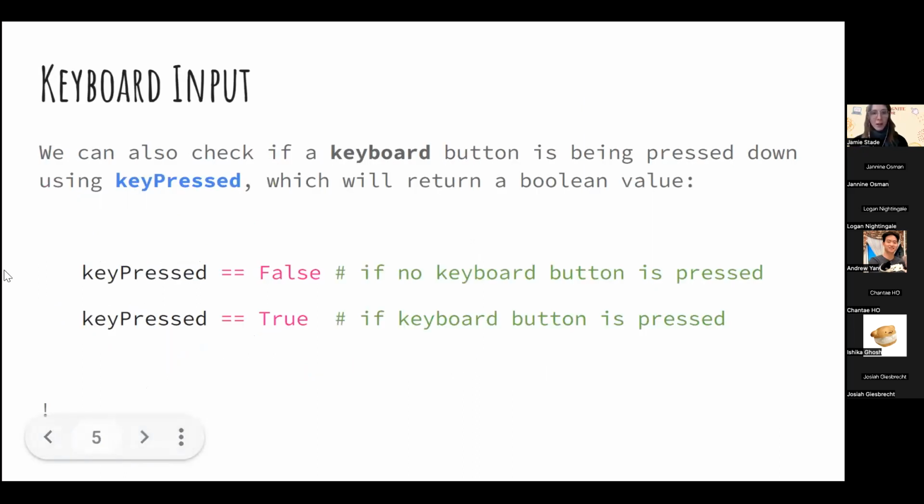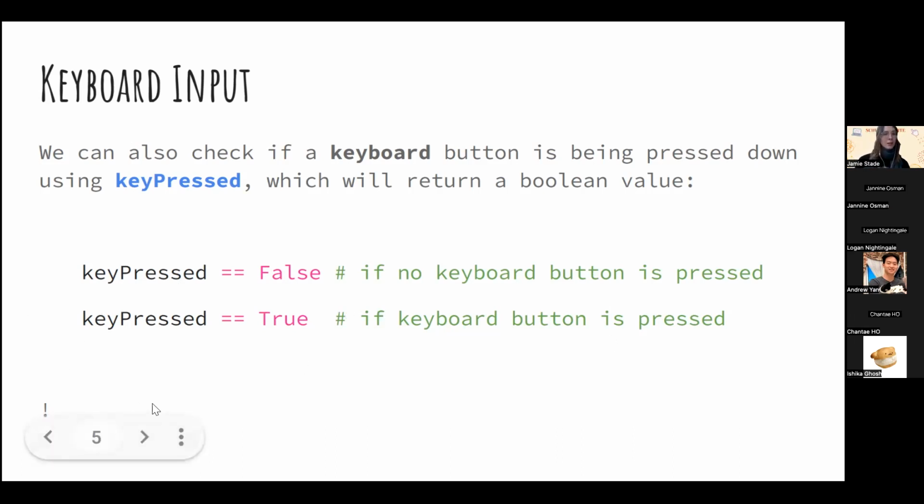Great. So not only can we do mouse inputs, we can also do keyboard inputs. We can also check if a keyboard button is being pressed down by using key pressed, which will return a Boolean value, in a similar way to mouse pressed. So if no keyboard button is pressed, key pressed will return false. And if a keyboard button is pressed, key pressed will return true.